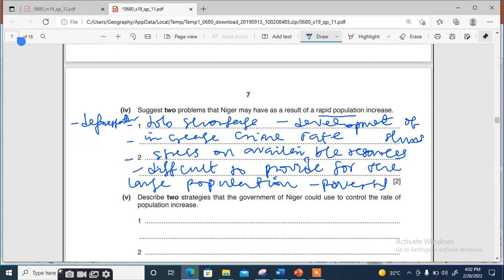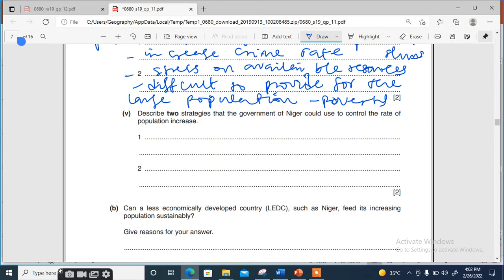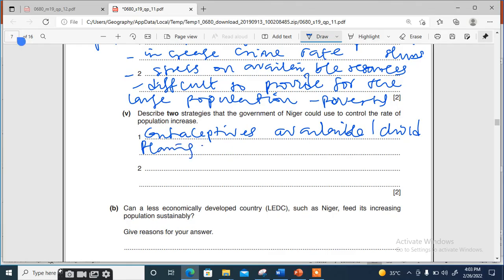Okay, next, describe two strategies that the government of Niger can use to control increase in population. You make contraceptives available, or you have things like child planning. You can even bring things like population policy here. So they can come up with a population policy.